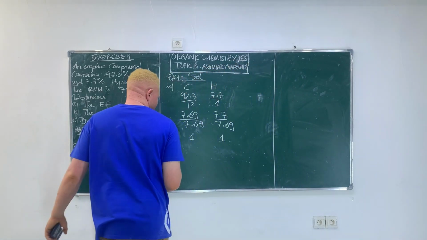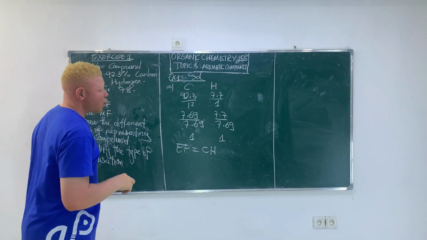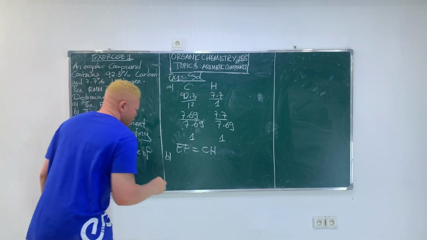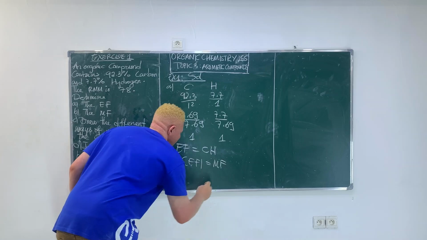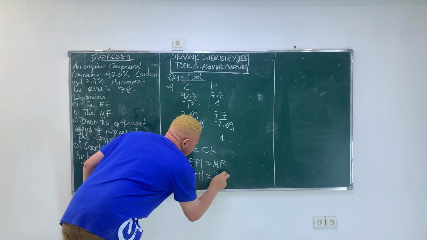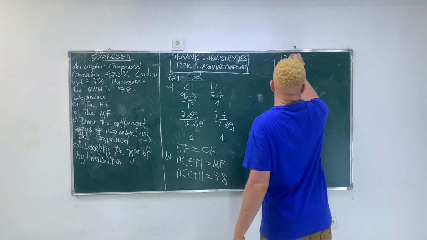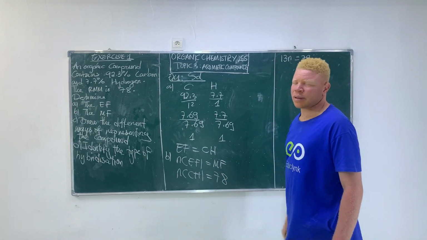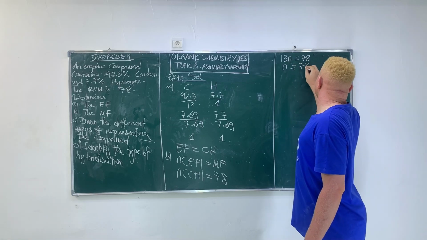And then I'll come here because the empirical formula is CH. So let's determine the molecular formula. N times the empirical formula gives the molecular formula. N times CH equals that, and the molar mass is 78. 13N equals 78, because carbon is 12, not 1. So N equals 78 divided by 13.